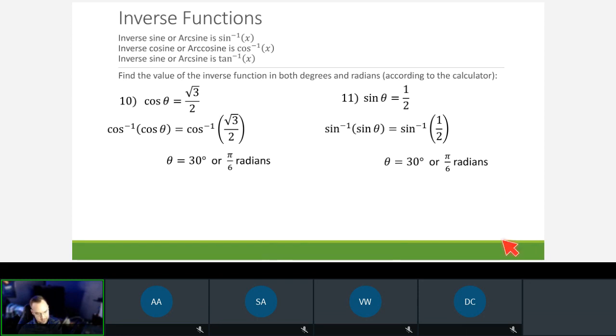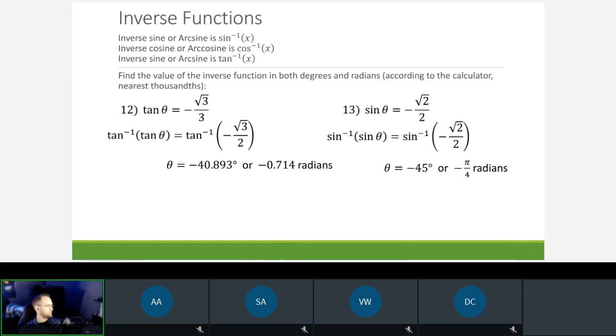All right, it is 11 o'clock. Let me just show you this last page. Feel free to do number 12 and 13 on your own. Number 12 does not give you nice answers. If you do the degrees and it gives you a negative 40 point something, likely the radians are going to be the same way. It won't give you a nice answer. So in this case, it is okay to write the decimal equivalent to the nearest thousandths, since that's what we've been doing. Yep, nearest thousandths.